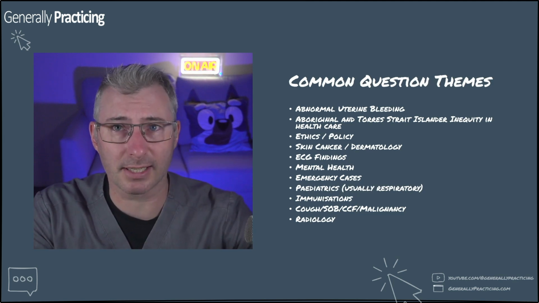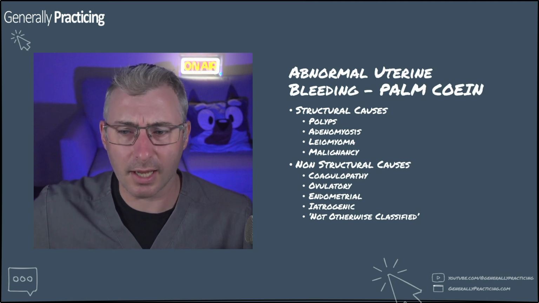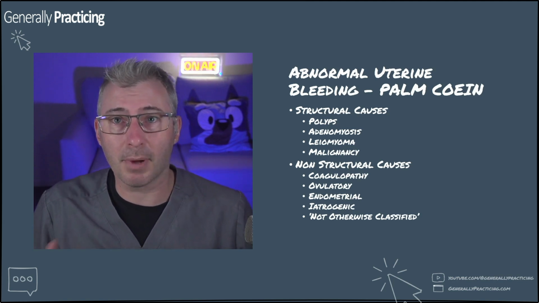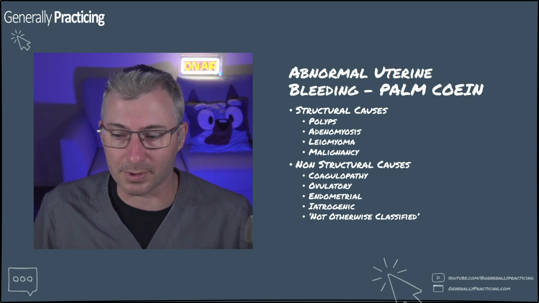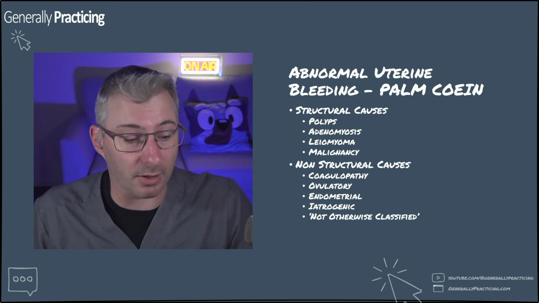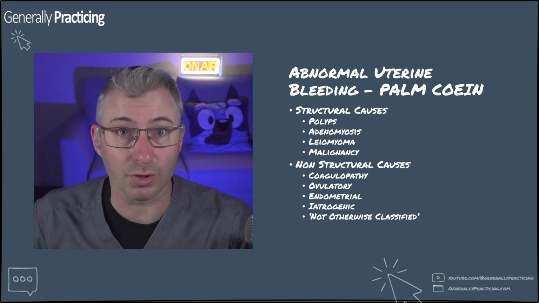All right, let's kick off then with the first one here. For those that aren't familiar or don't have a backup mnemonic in place, PALM-COEIN is the one that I think is most helpful for people that may not be as familiar with abnormal uterine bleeding. Maybe you're a male in a practice where you don't see many female patients. This is something you should know.